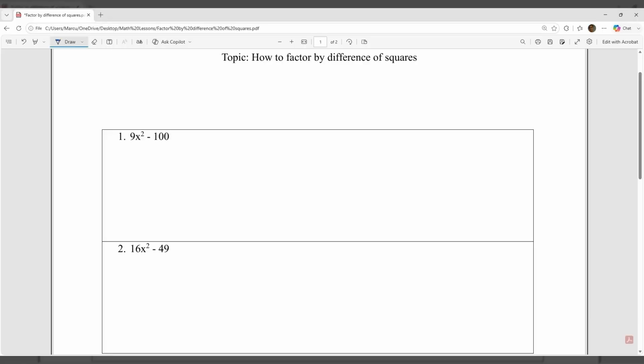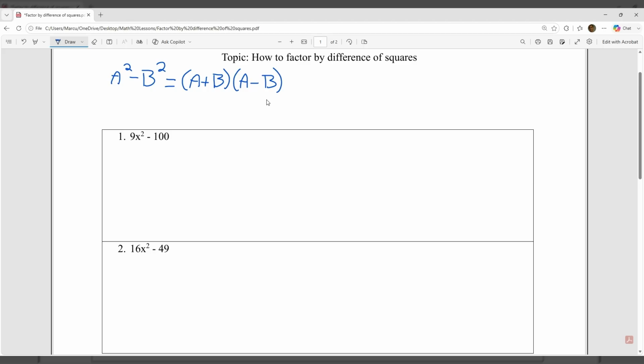Everyone, this is Mr. Souza, and today you're going to learn how to factor by difference of squares. So given a binomial in this format, a squared minus b squared, you have to factor it in such a way that it will look like this: a plus b and a minus b.